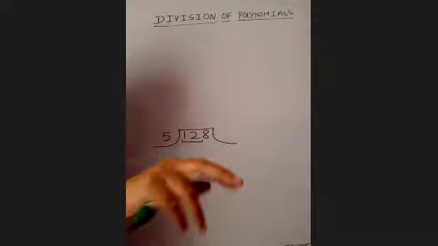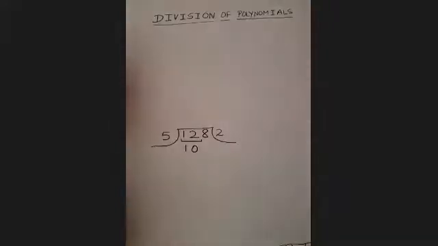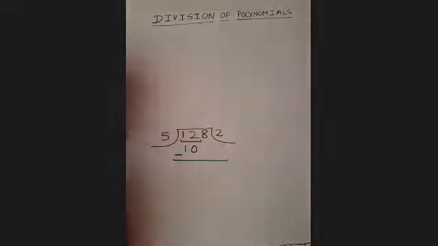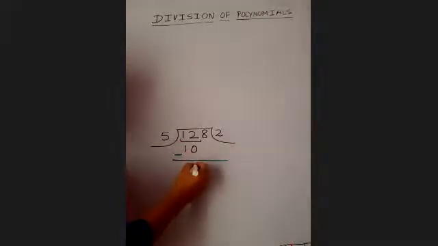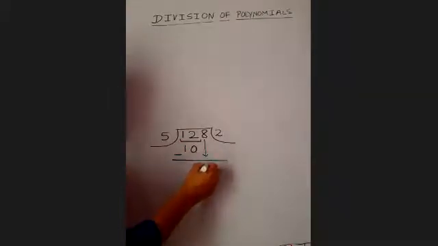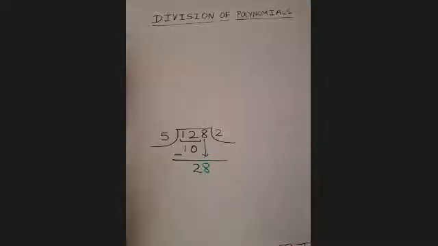By what number should 5 be multiplied to get 12? 2. Right. Now what will happen here? Do we subtract it afterwards? Yes, ma'am. Now 12 minus 10 is 2. So we subtract this and then we carry down another number which is 8.